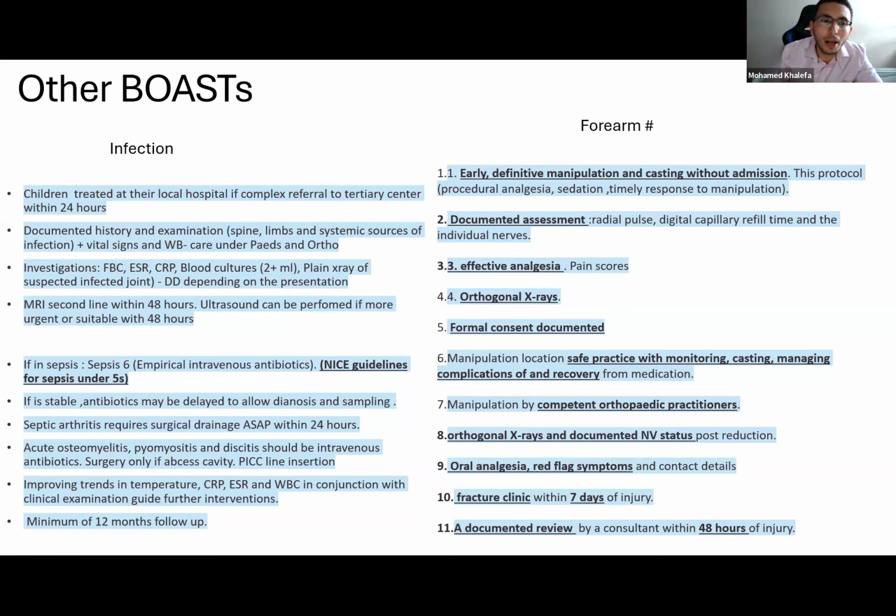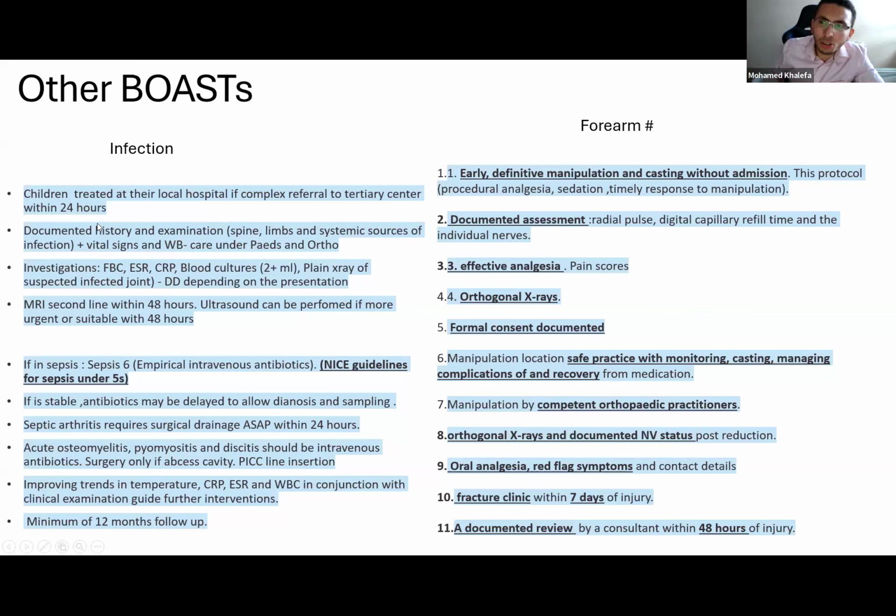And then you have to do biochemical and radiological investigations. So FBC, ESR, CRP, blood cultures. They say it has to be at least 2 mils of blood cultures. And you get plain orthogonal views of the infected joint. For suspected hips, for example, you get a pelvic X-ray, AP and frog lateral, or depending on the joint.